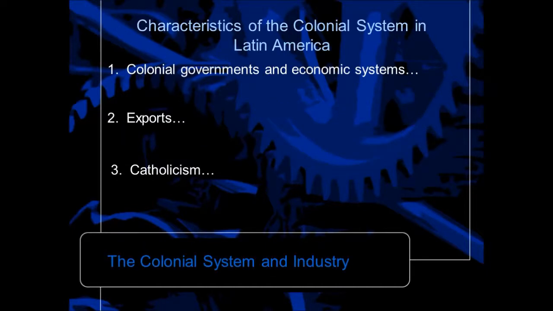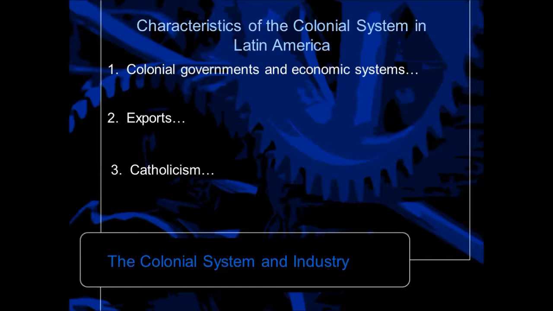The first thing we need to look at is the characteristics of the colonial system in Latin America. Now, when I say Latin America, I mean everything south of the southern border of America. So you're talking all the islands in the Caribbean, Mexico, and everything in South America. All of that is considered Latin America. So the first thing that we need to talk about is what did colonialism look like there? When the French and mostly the Spanish came to Latin America and took over, what did it look like there?